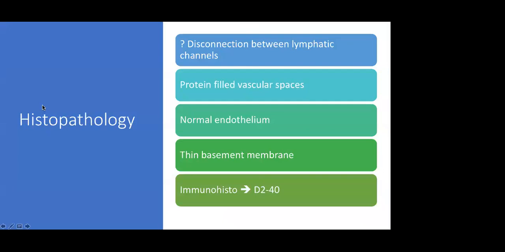So histopathology: a disconnection between the lymphatic channels, forming these fluid-filled cysts. It's usually protein-filled vascular spaces. There's a normal endothelium and thin basement membranes, immunohistochemistry stain positive for D2-40. It should appear something like this.